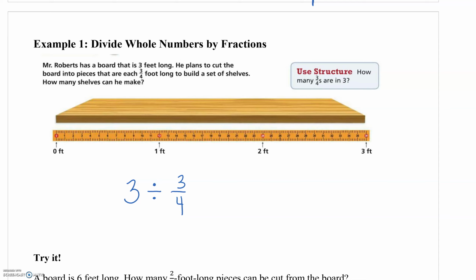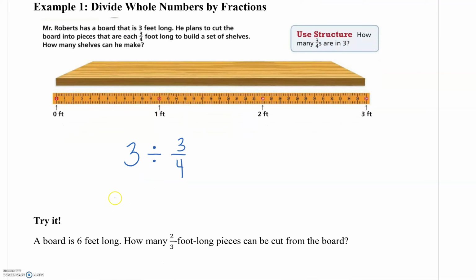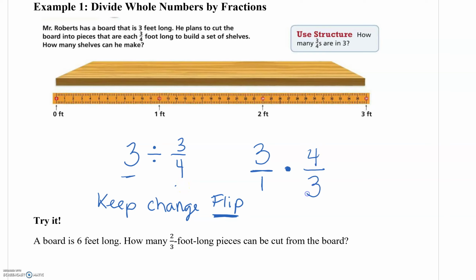When we are dividing fractions, there's a little phrase that can help us: keep, change, flip. The flip is the reciprocal, this word that we just learned. Keep the first number, but I'm going to make it a fraction because we're dealing with fractions. Change division to multiplication, and then flip the last one. So instead of 3/4, we have 4/3.